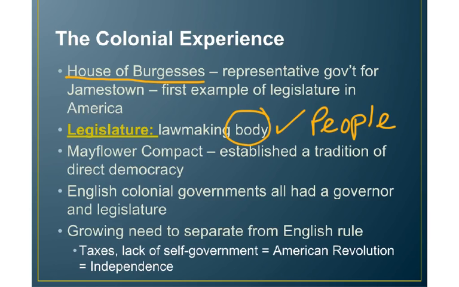Another really important document that we borrowed from in shaping our current government was the Mayflower Compact. This was an agreement that was drawn up and signed by the people on the Mayflower as they were coming to America. And this established a tradition of direct democracy. So that idea that everybody participates. Everybody on the ship participated and agreed in the creation of this document. So they agreed on how their colony would be governed before they even left the boat.